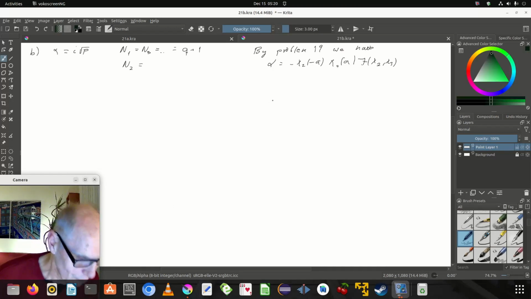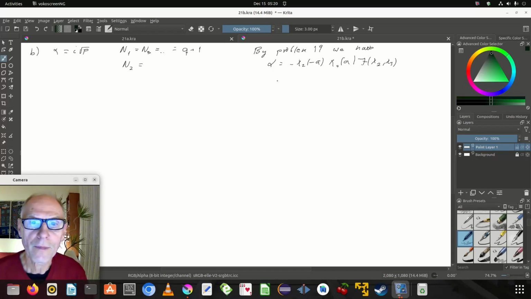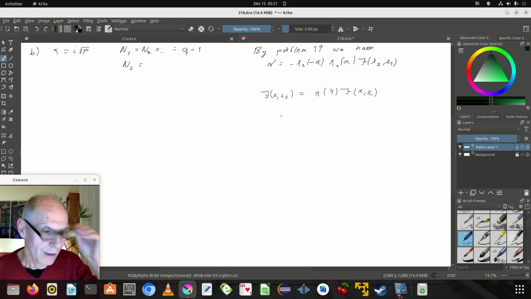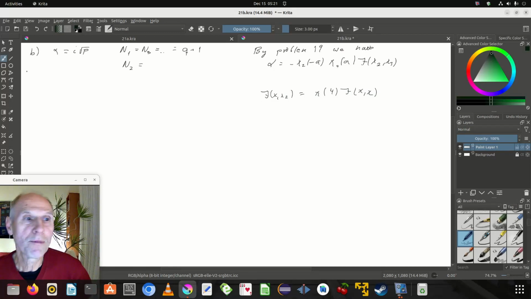I should, of course, have written that formula. J of chi 2 equals chi of 4 times J of chi, chi. That was a formula that could actually have been used in the theory section, setting chi equal to chi 4. I think that would have made it a little easier. And here we can use it with chi equal to chi 3.